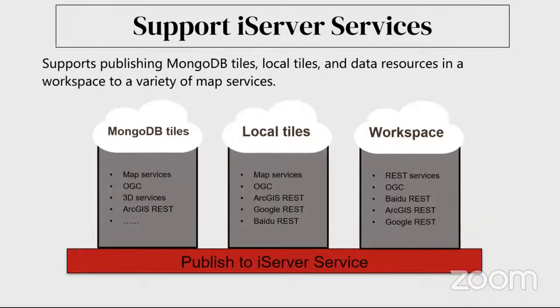Okay, so these are the services that iServer supports, where map services, OGC such as WMS, WFS, and any 3D services, ArcGIS REST are also supported to be published into our server services, while the local types and this type of workspace, as you can see, Baidu, ArcGIS, Google REST, are also supported to be published into the iServer services.